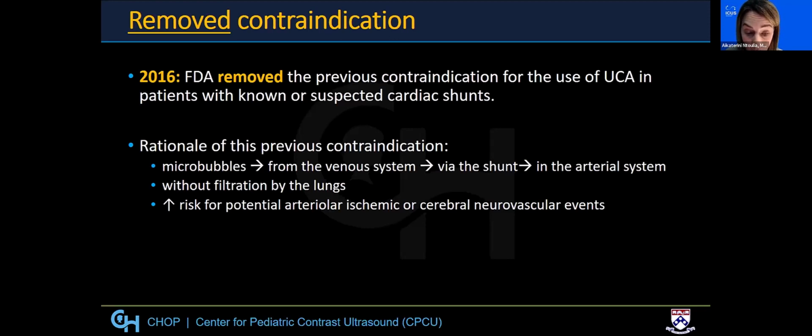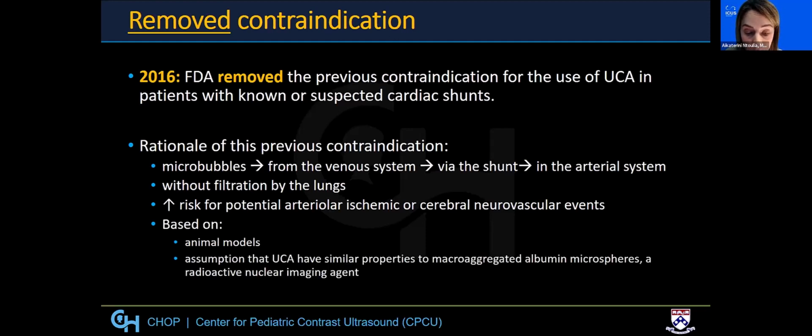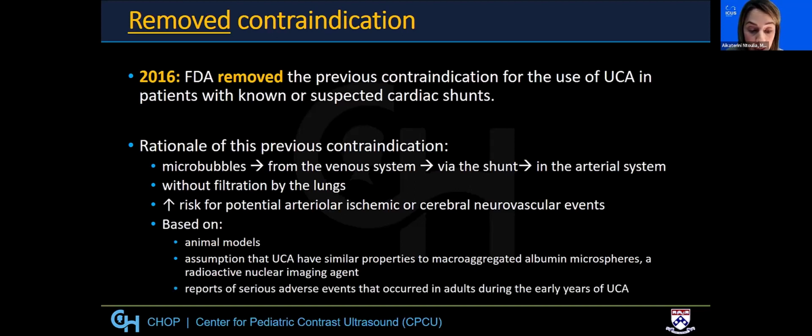These initial safety concerns were based on research data from animal models, the assumption that ultrasound contrast agents have similar properties to macroaggregated albumin microspheres, which is a different radioactive nuclear imaging agent and contains a section in the package insert recommending caution in patients with cardiac shunts, but it is not contraindicated. In fact, it is widely used in these populations, and also on reports of serious adverse events that occurred in adults during the early years of ultrasound contrast agents. However, these events were not definitely attributed to ultrasound contrast agents, and some were later ascribed to underlying medical conditions or other medications.